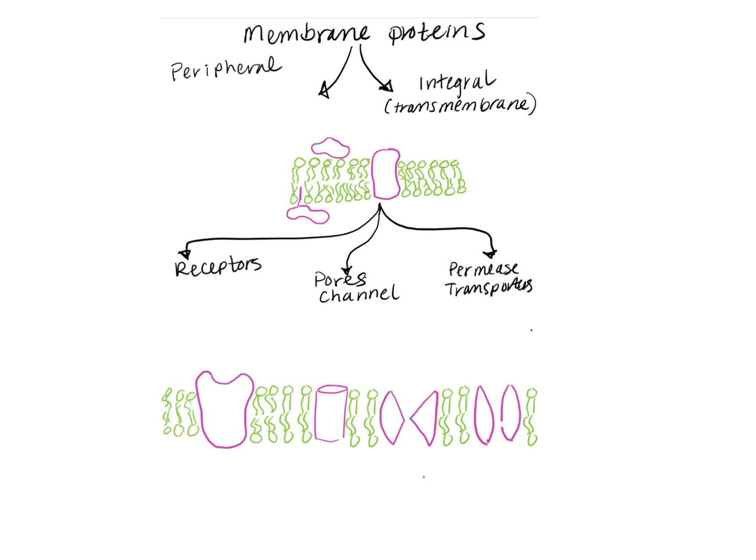So the first two vocab categories of membrane proteins are just based on their location. Peripheral and integral membrane proteins are named based on their location relative to the membrane. The peripheral proteins are the ones that are on the outside, so this one here and this one here. And these can either be lipid linked or associated with electrostatics.